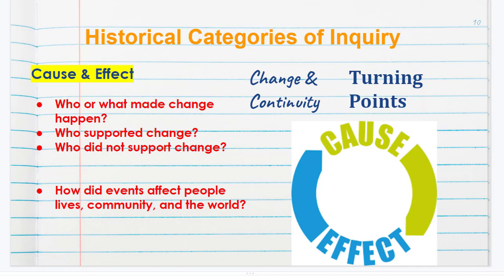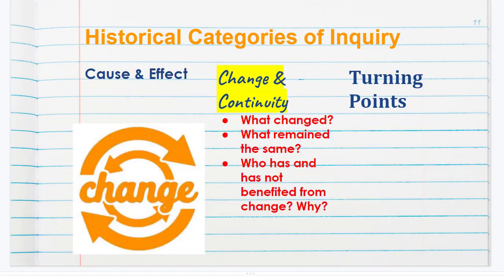So you have to write all these down, but keep in mind, cause and effect. Who or what made change happen? Who supported change? Who did not support change? How did events affect people, lives, community? Those types of questions. Okay.